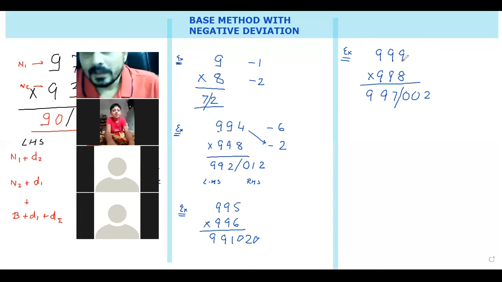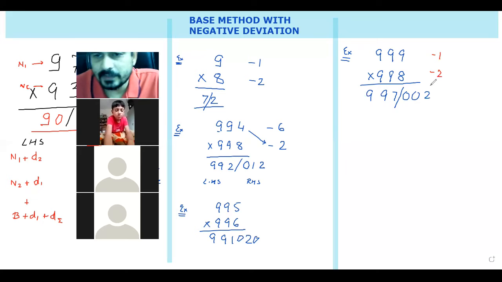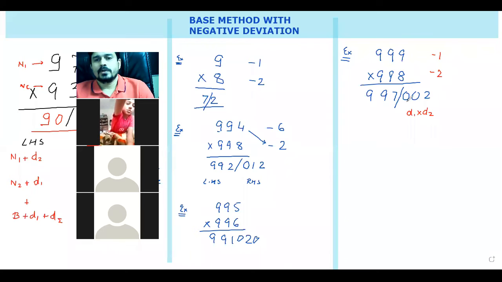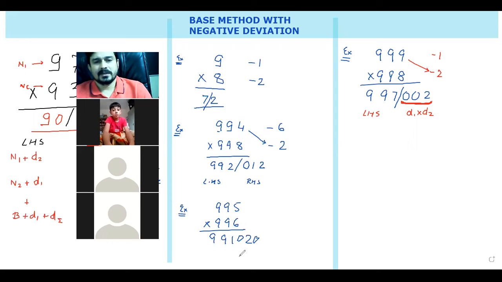Okay, now we have to divide our answer in two parts. Here the deviation is -1 and here the deviation is -2. RHS is obtained by multiplying D1 and D2. So 2 times 1 is 2. But in RHS we have to write as many digits as there are zeros in the base. So I have to convert this 2 into 002. Then the next step for LHS is 999 minus 2, which is 997. Clear, Rishan?